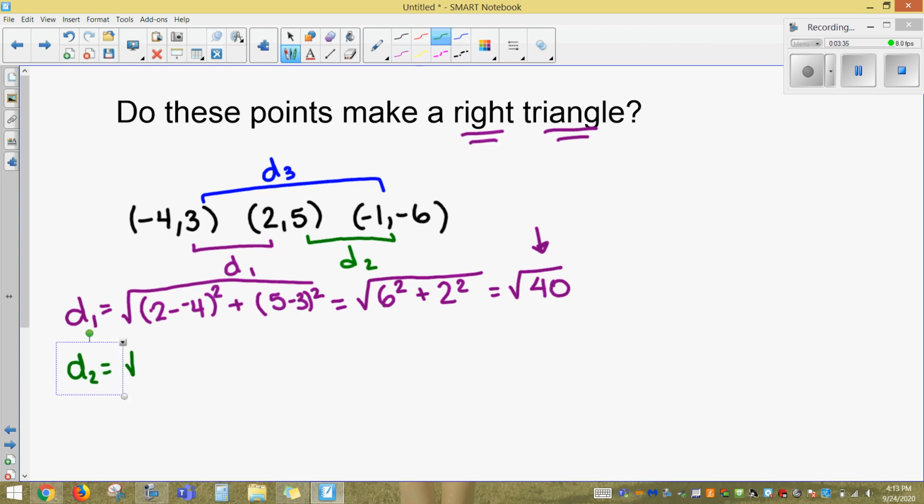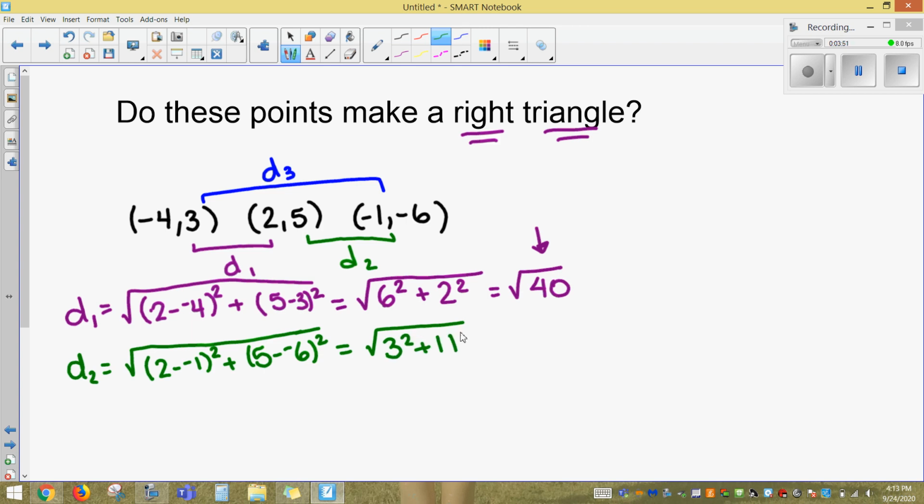is going to be the difference in the x's, 2 minus negative 1 squared, plus the difference in the y's squared, which is 3 squared and 11 squared. 121 and 9 is 130.